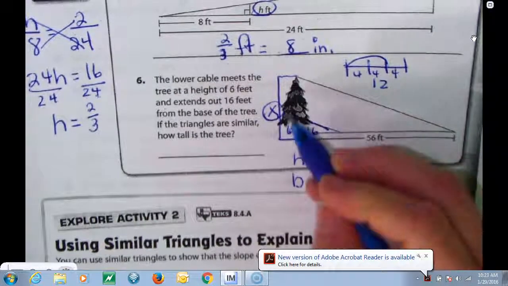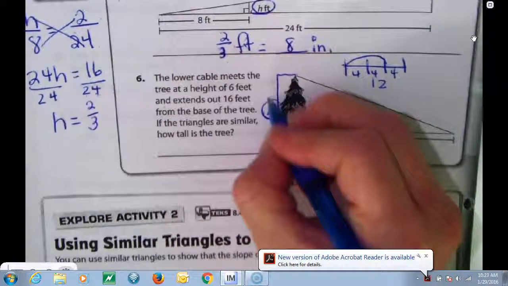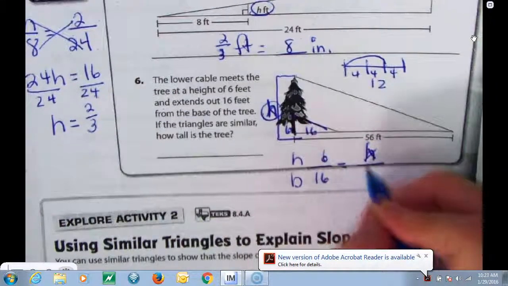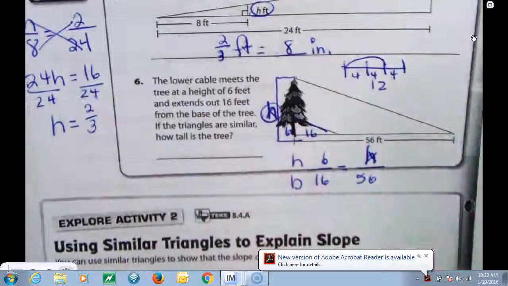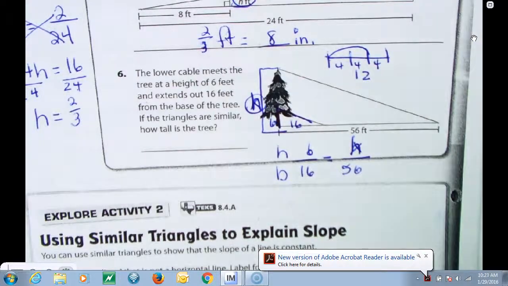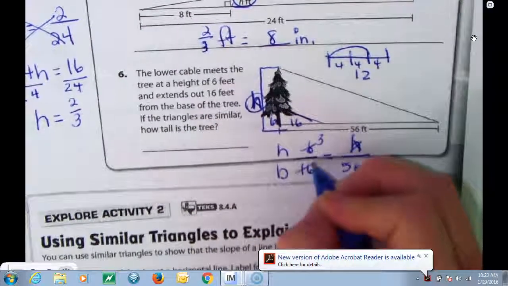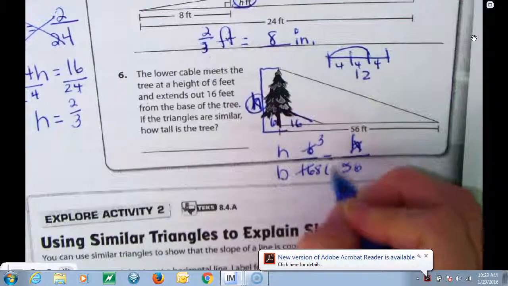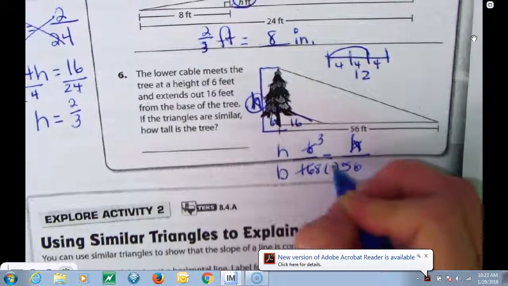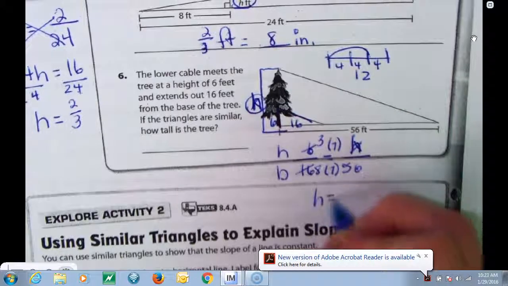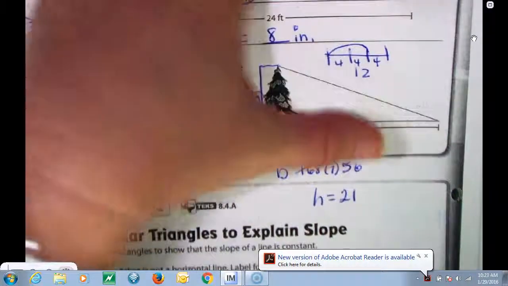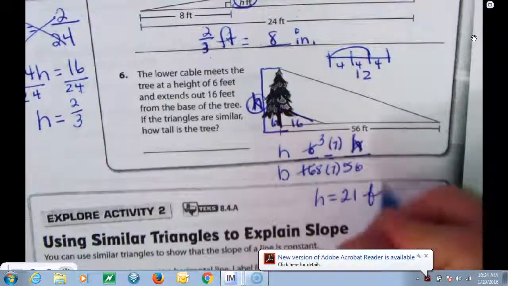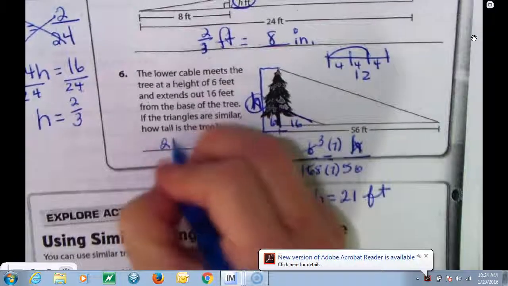Let's put H. That's better because we're doing the height. H over 56. This time they didn't trick us, did they? They added it for us. Okay, we got to reduce here. It's just too easy. What's half of 6? 3. What's half of 16? 8. 8 times what gives me 56? 7. So 3 times 7 is 21. 6 feet, 16 feet, 56 feet, all this is feet, so what's 21? Feet. How tall is the tree? 21 feet.